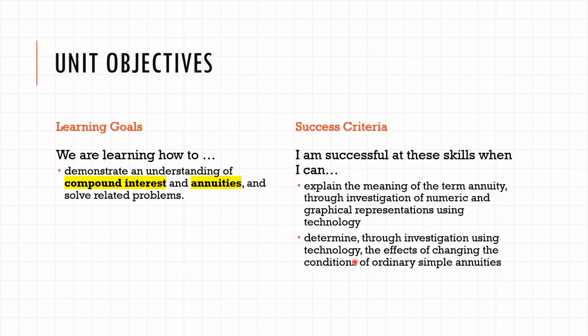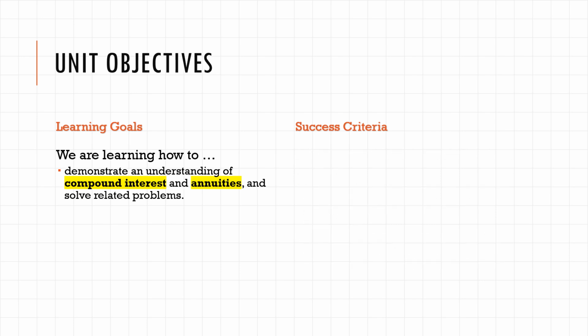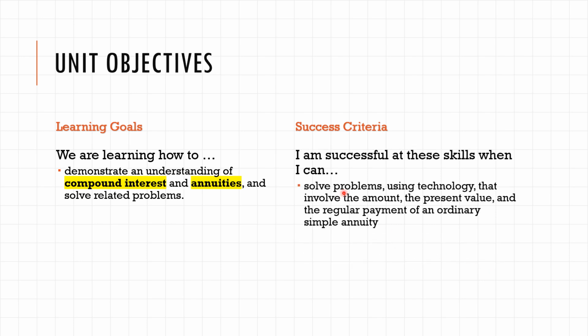Finally, you should be able to explain what the term annuity means, and of course we will learn that. You'll be able to do that by investigating the numerical and graphical representations of that using technology. And last but definitely not least, you should be able to determine through investigation using technology what happens when you change the conditions of very ordinary simple annuities. Oh, sorry, I lied. There is one more. You should also be able to solve problems that involve the amount, the present value, and the regular payment of an ordinary simple annuity.